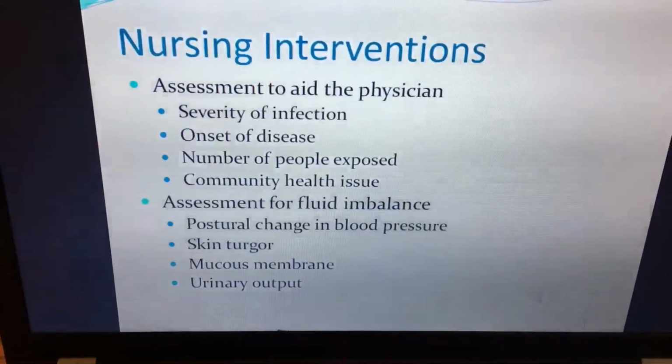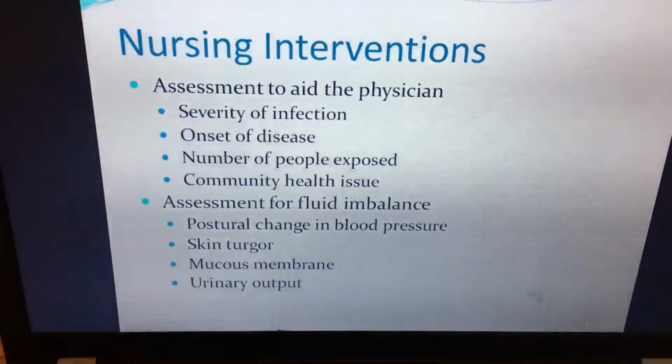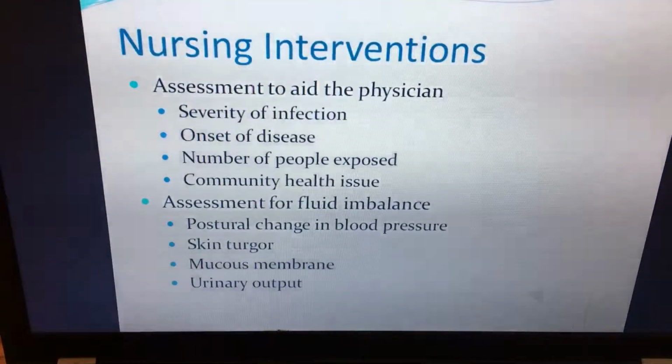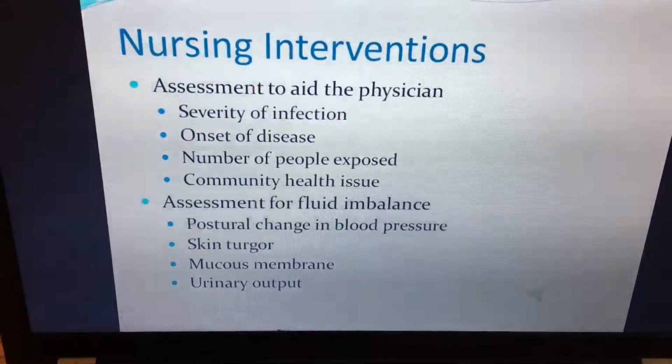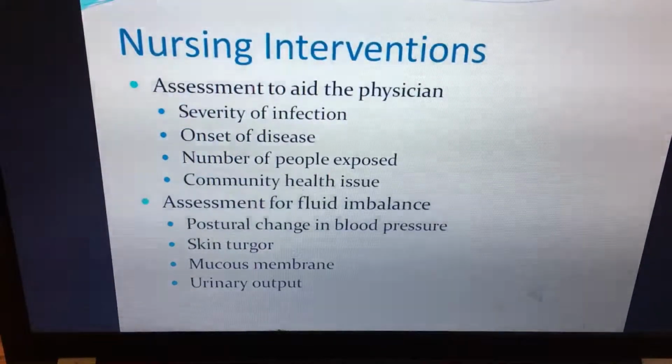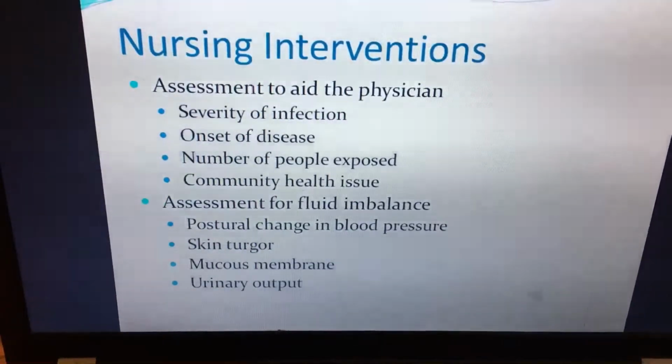Okay, here are some of our nursing interventions. We're going to do an assessment to aid the physician in determining the severity of the infection, the onset, number of people exposed, and determine if this is going to be a community health issue or not. We're going to assess for fluid imbalance, postural change in blood pressure, skin turgor, mucous membrane, and urinary output. Also, we're going to throw in their daily weights. As far as skin turgor goes, try to remember that with our geriatric population, we're going to check their skin turgor on their chest, not on the back of the hand like we do with some of the younger folk.